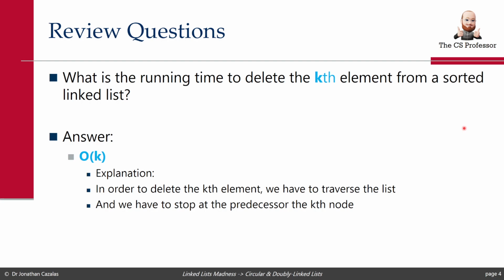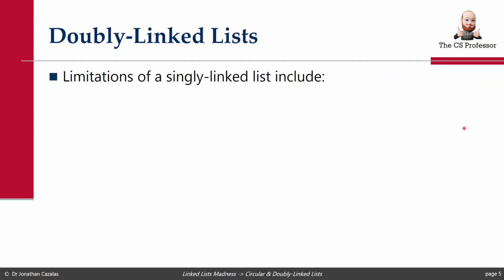But how do we get to that kth item? We need to traverse over k items, or really k minus 1 items, effectively k items if k is such a huge number. We have to traverse over all those items to get to the predecessor of that kth item, and then make that predecessor point directly to the successor.